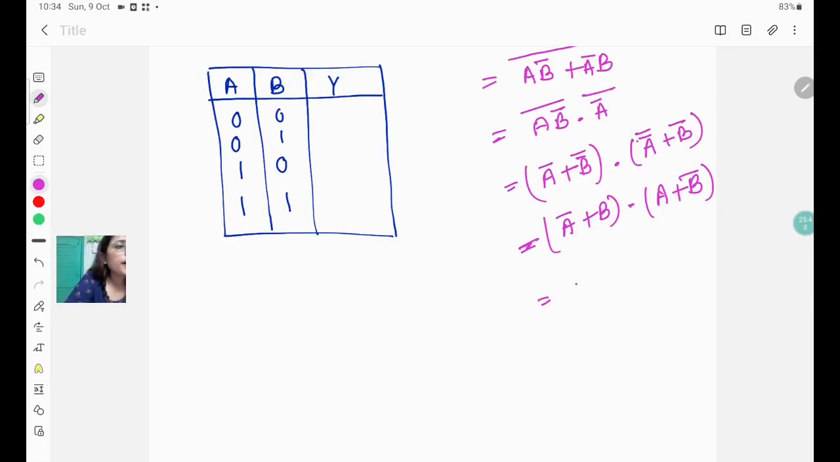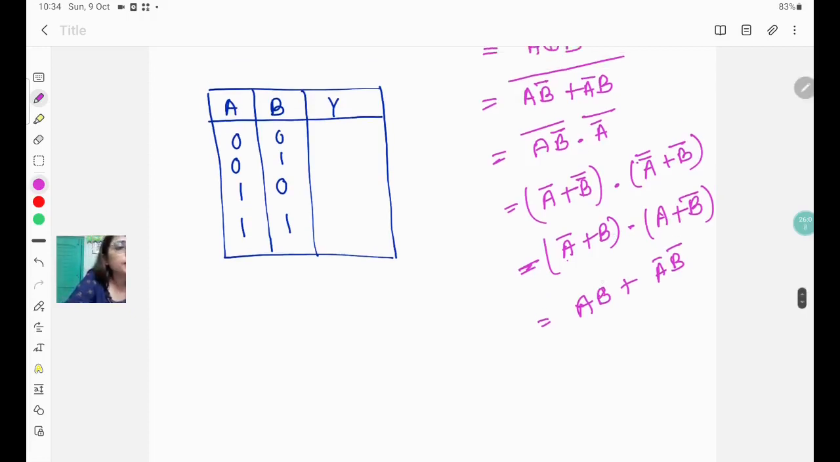That is, A bar dot A, something into that one's bar, gives us 0. Okay, the next one is AB. So AB plus A bar B bar, and the third one is B bar. B bar into B gives a 0. So we are getting AB plus A bar B bar.